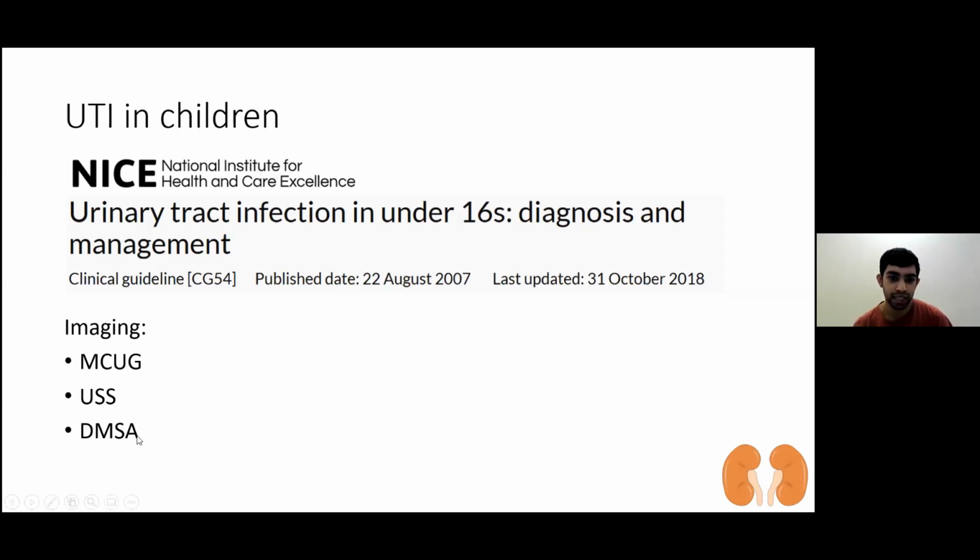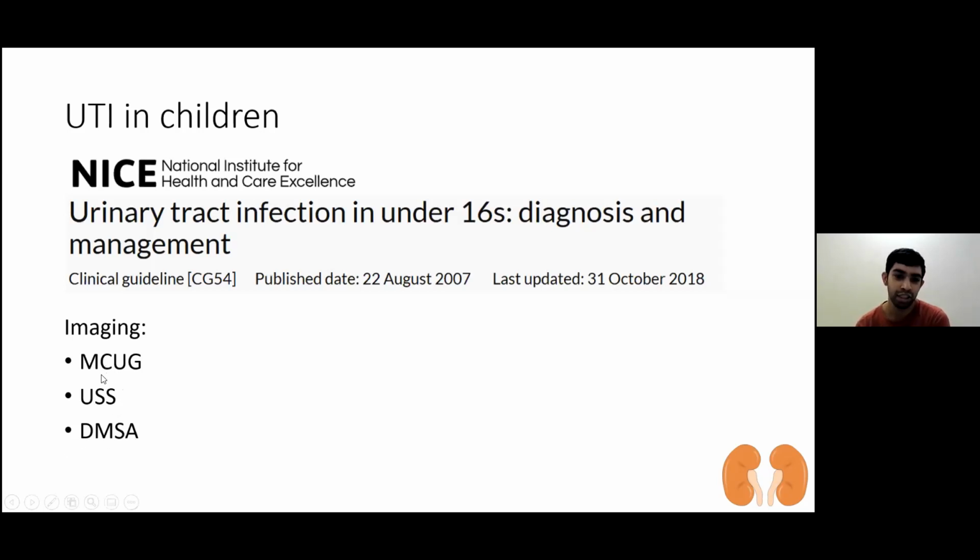We do a DMSA scan, okay, and what that does is it's a dynamic scan which essentially looks at renal function. Okay, it's a check for renal scarring in particular. So we do not do a DMSA scan acutely. We often do it a few months after their acute presentation. Okay, because the scarring is a chronic process and you won't necessarily see any scarring straight away.